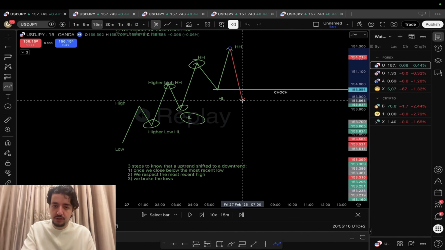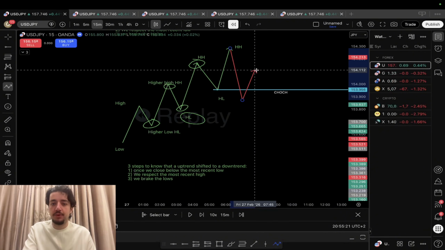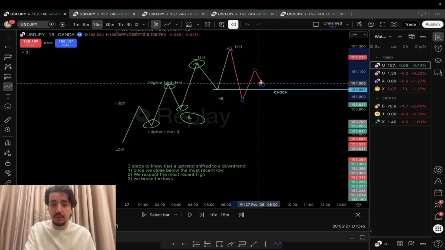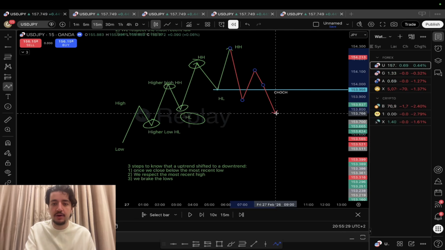So first step, we close below the most recent higher low. That's the change of character. Second step, we went up, we created the most potential lower high. We're still not confident. Are we still confident here? Now, are we confident that we're in a downtrend? No, we're not. What about now?